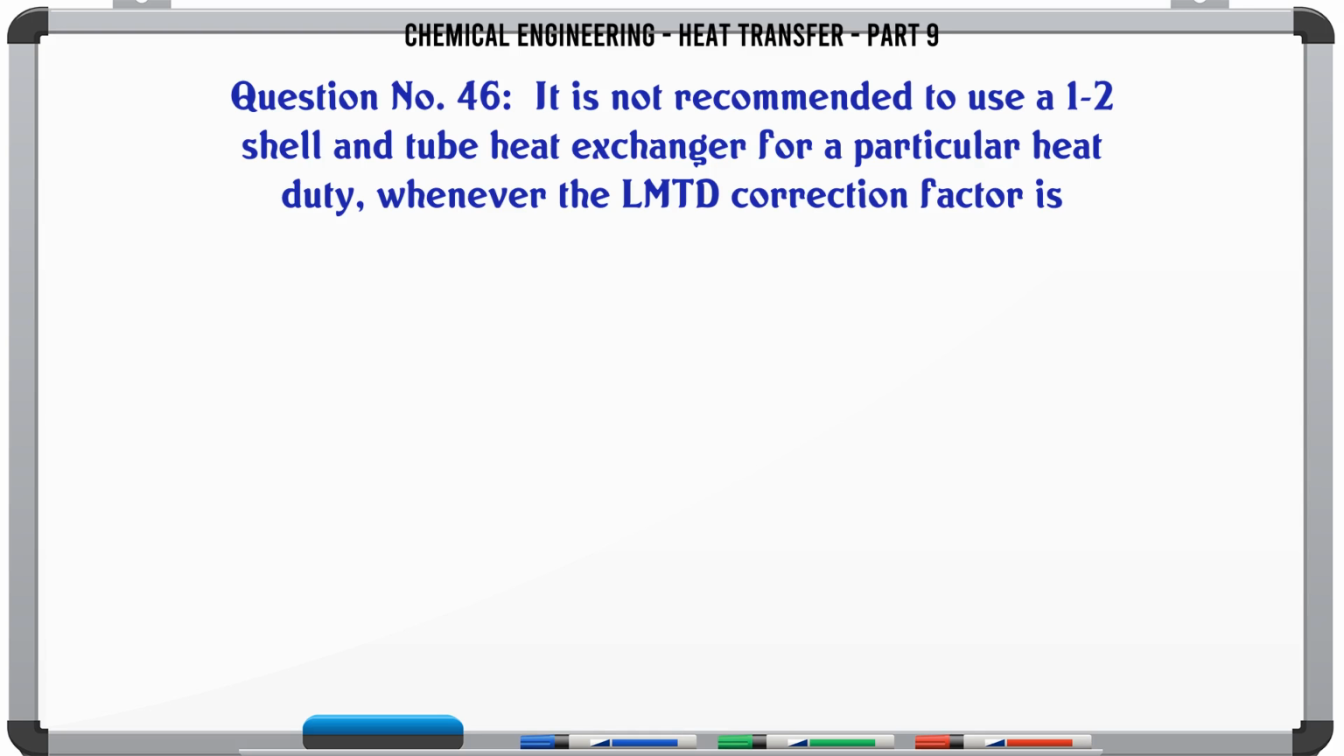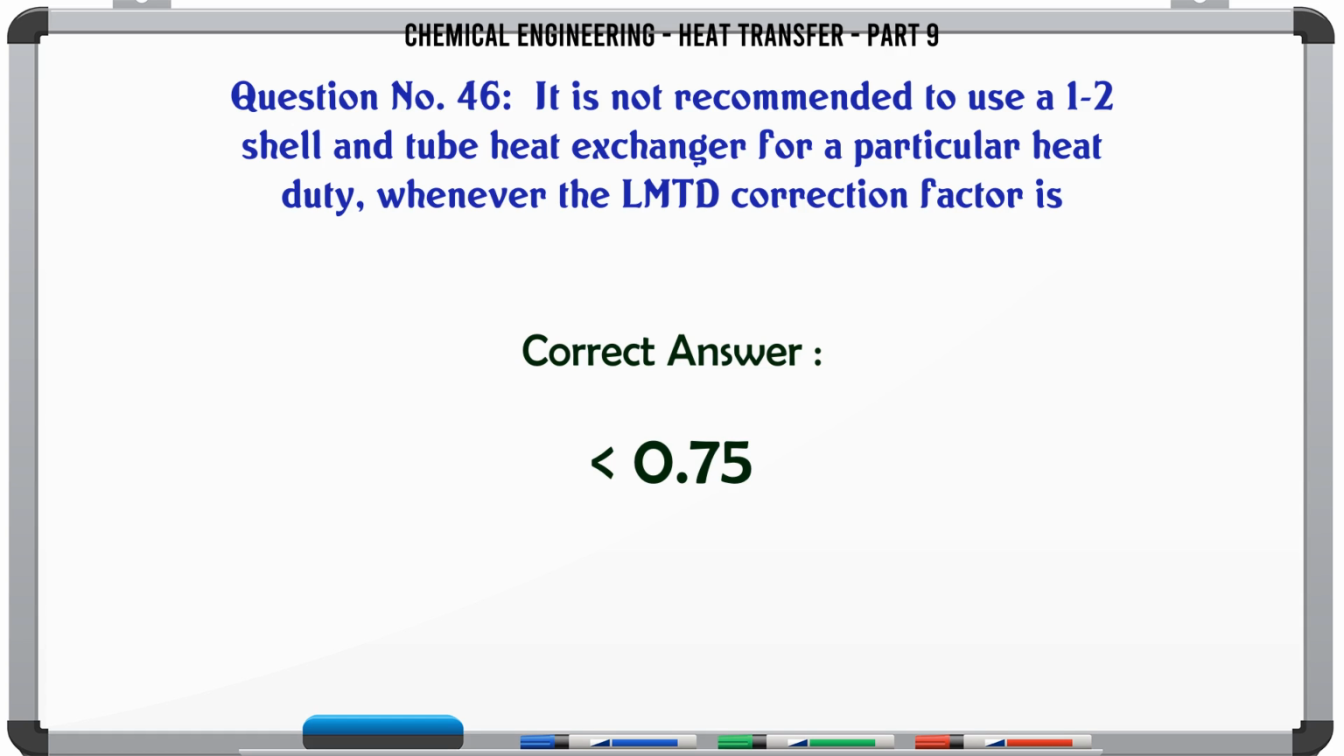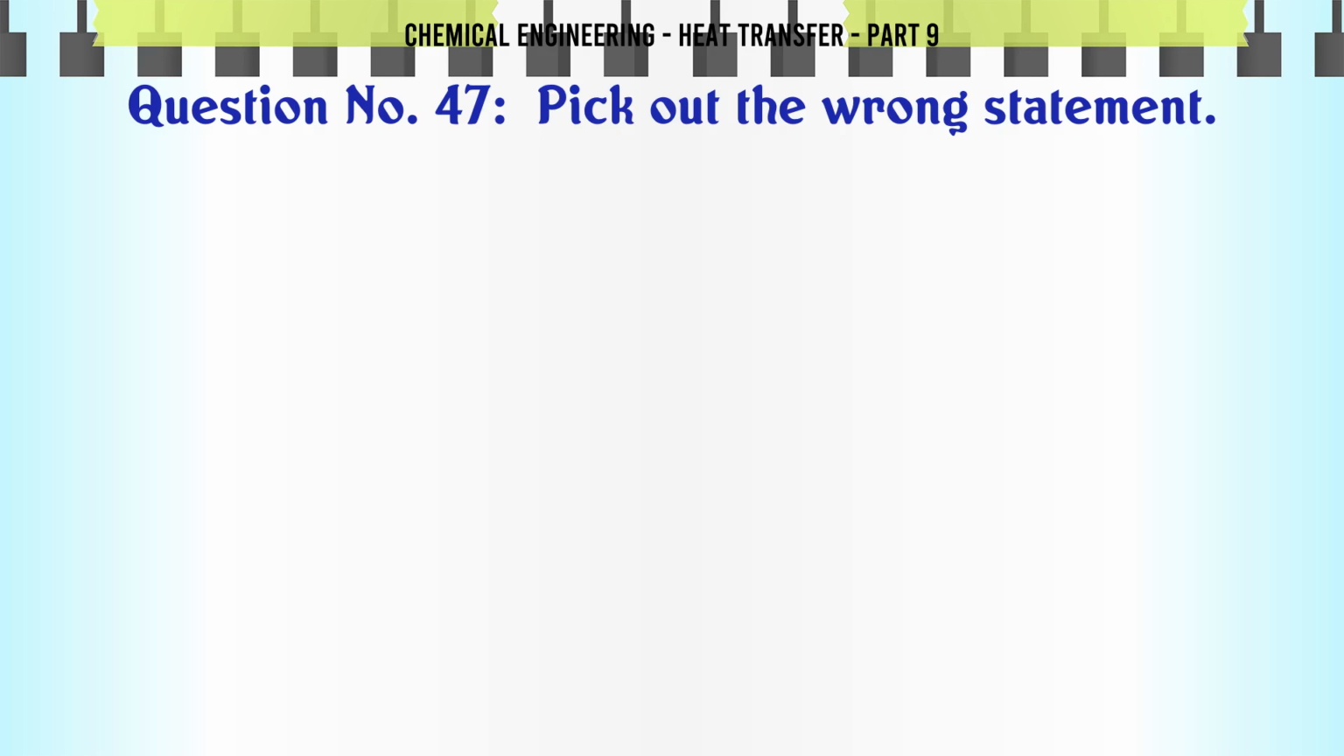It is not recommended to use a 1-2 shell and tube heat exchanger for a particular heat duty whenever the LMTD correction factor is: A. 0.75, B. 0.75, C. 0.50, D. 0.25. The correct answer is 0.75.